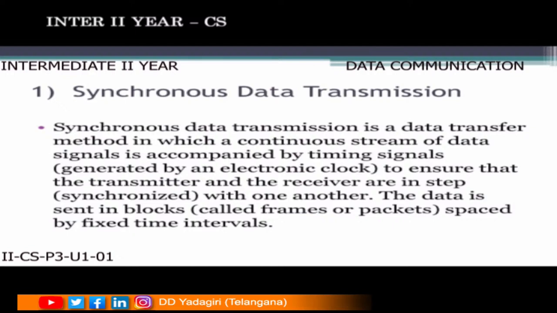First, synchronous data transmission. It is a data transfer method in which a continuous stream of data signals is accompanied by timing signals generated by an electronic clock to ensure that the transmitter and the receiver are in step, synchronized with one another. The data is sent in blocks called frames or packets spaced by fixed time intervals.